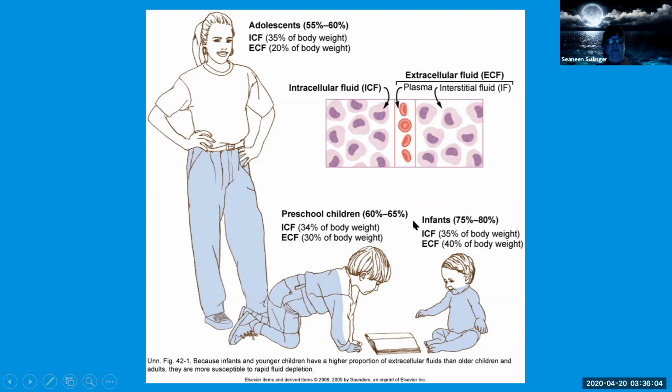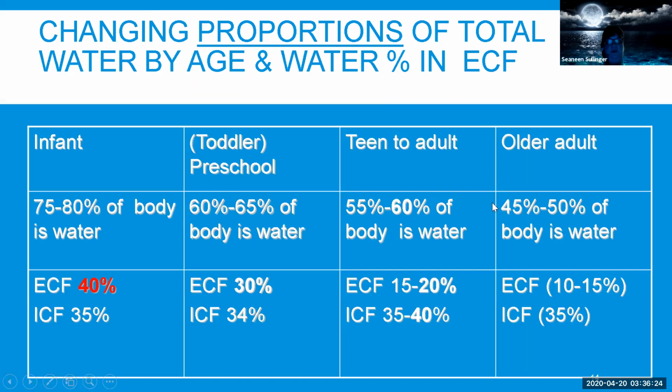So infants have a greater proportion of their body weight that is intra and extracellular fluid. So that means that they're more susceptible to rapid fluid changes, more than likely depletion, as opposed to excess. This is another graphic that shows you the same thing, just in table form.